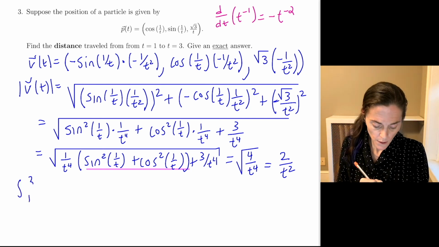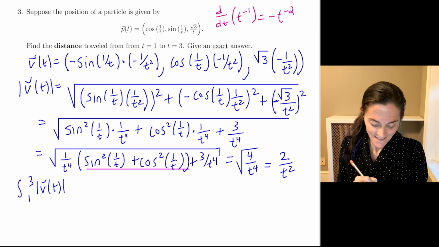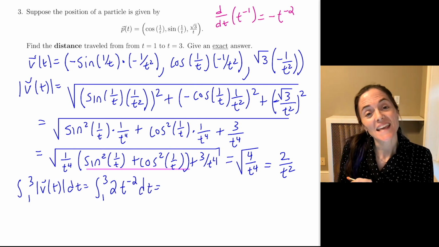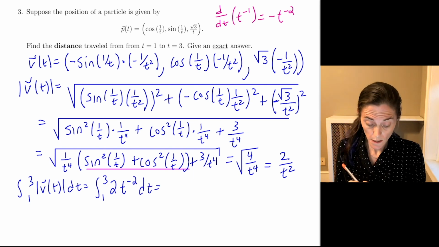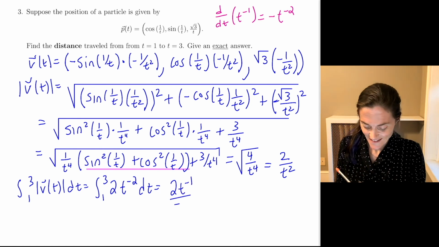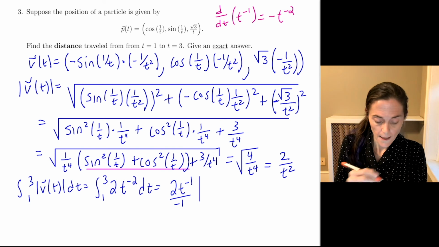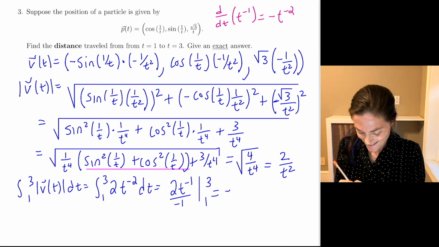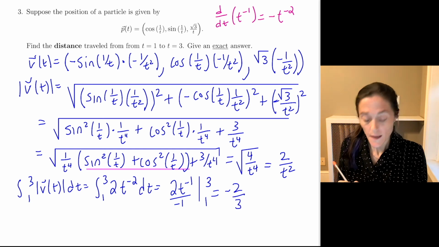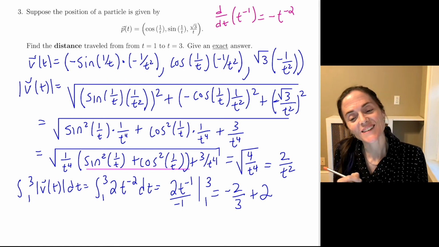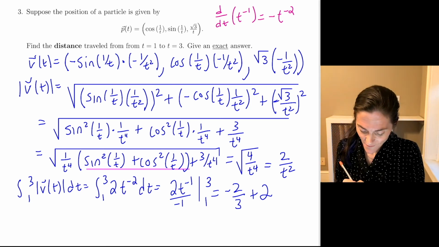We integrate from 1 to 3 of the speed dt. I'll write it this way, the integral from 1 to 3 of 2t to the minus 2 dt. We can use the power rule. This would be 2t to the minus 1 over minus 1, and then we evaluate between 1 and 3. So I have negative 2 over 3, and then minus and minus becomes plus, so this is plus 2. 2 is 6 over 3. Altogether, I am left with 4 over 3.